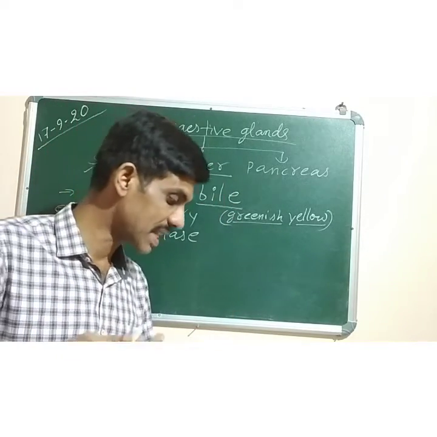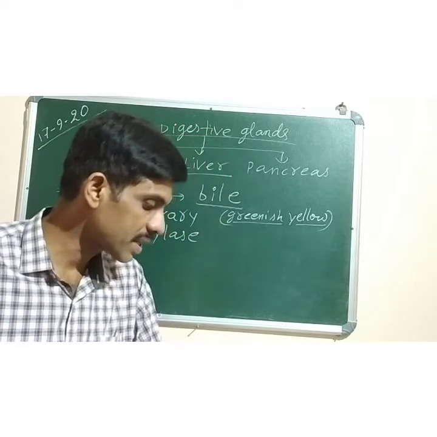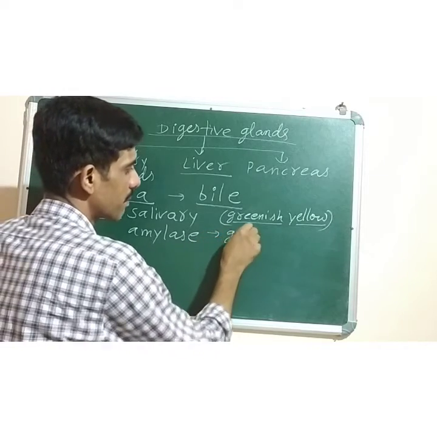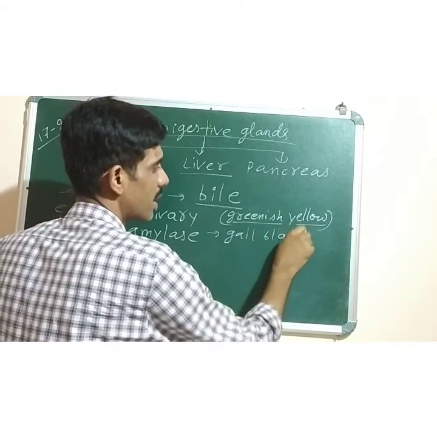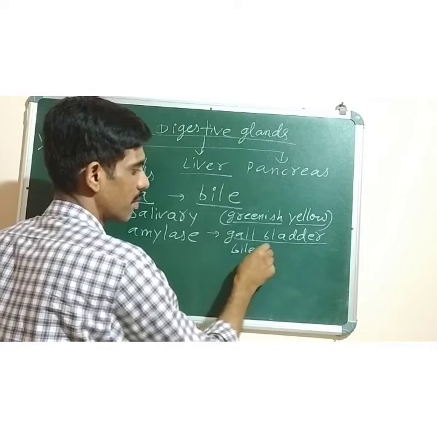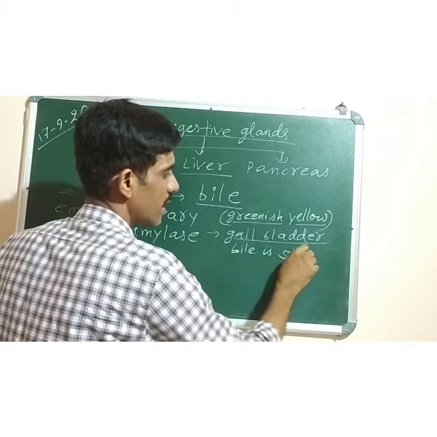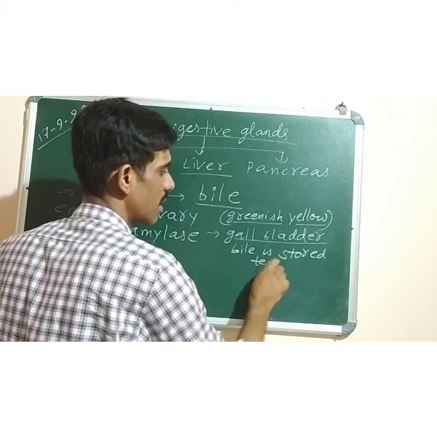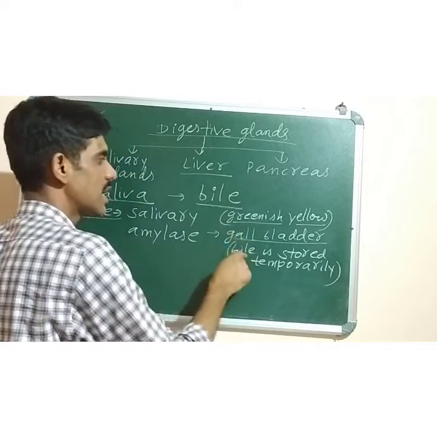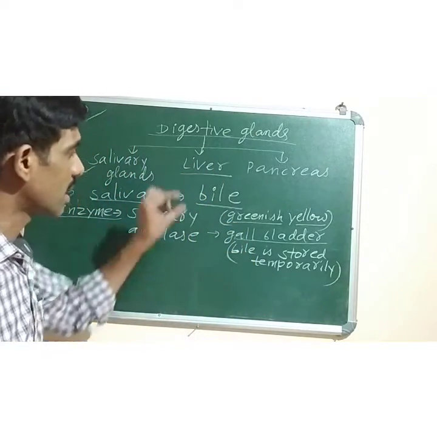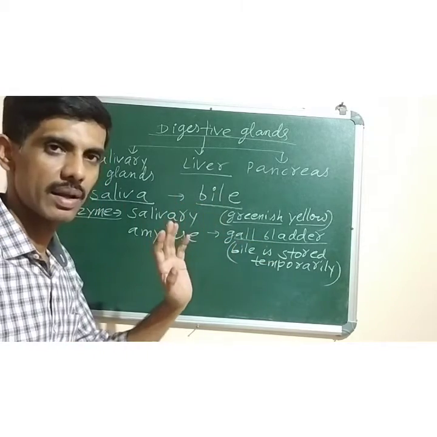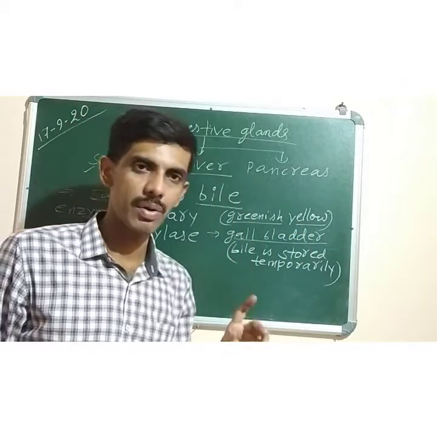And what is the function of this bile? It is located temporarily in an organ called gallbladder. So what is gallbladder? Gallbladder is the name of the organ where this bile is stored. Bile is stored temporarily, not permanently, okay? Temporarily means for a short time. See, liver is the one which produces the bile, and it is stored in gallbladder. And what is the color? Greenish yellowish fluid, yellow fluid.